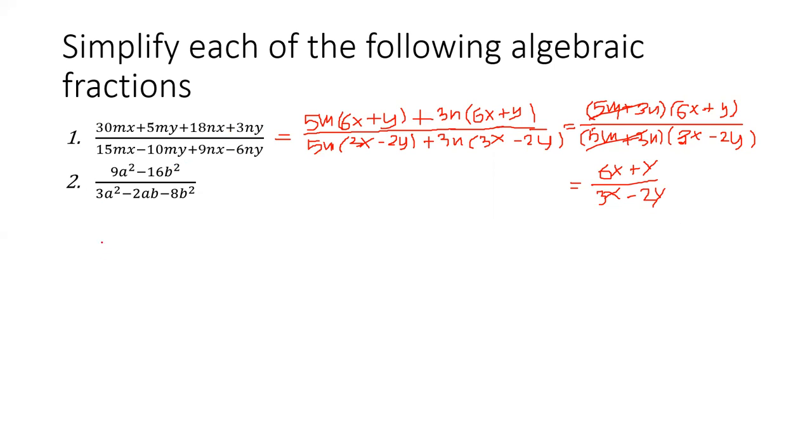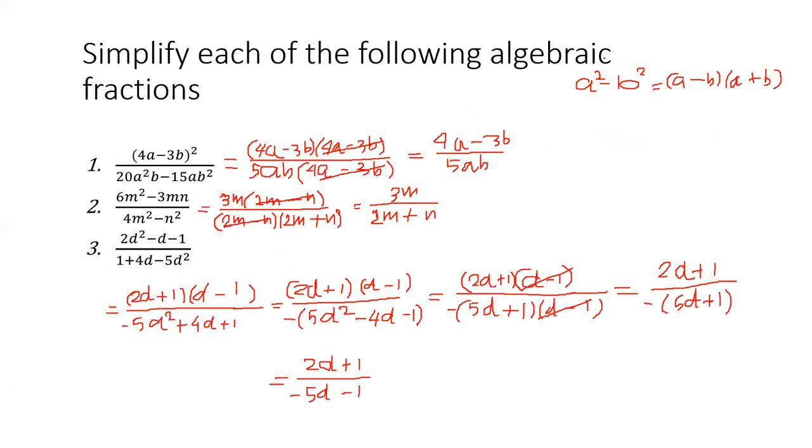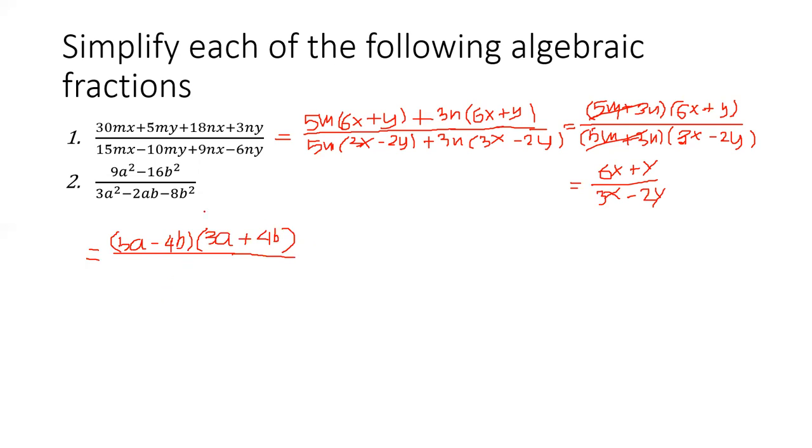Now we are going to answer number 2. I'm going to use this space. We need to factorize 9a square minus 16b square, which becomes 3a minus 4b times 3a plus 4b. Just now in my other slide, according to this rule, we have factorized these expressions.